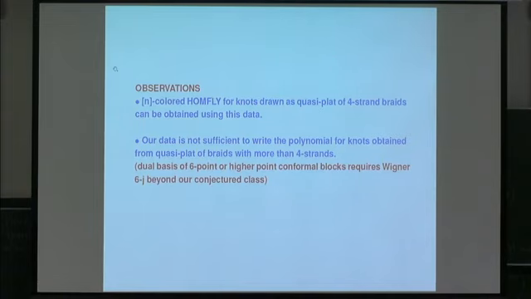Okay, so once we had this, these are the whole lot of invariants which we could straight away write. N colored symmetric, N colored HOMFLY, we could write for knots drawn as quasi-plat 4-strand braids using the state. But knots out of 4-strand braids are not the only knots we have. We have many more knots with more than 4 strands. So our data is not sufficient to write polynomials for quasi-plats which involve more than 4 strands. For this I need to look at 6 point, try to find the Wigner 6j symbols for them. So that's a very tedious exercise.